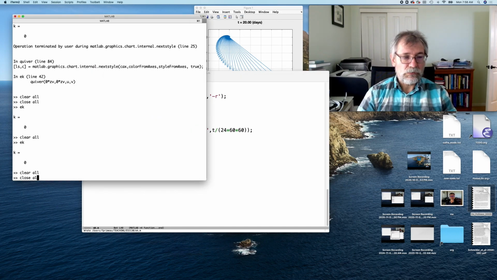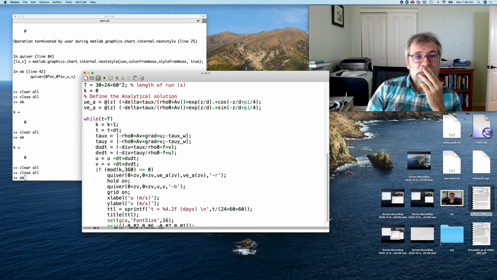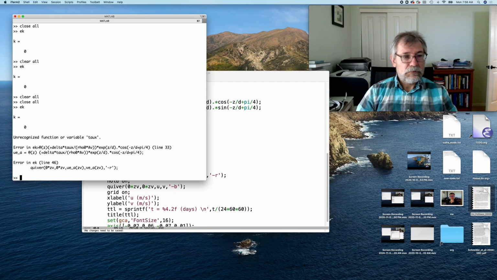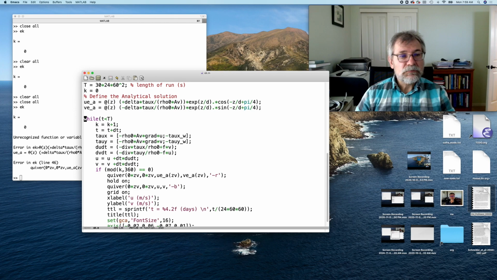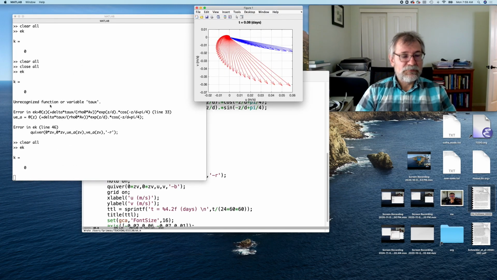Clear all, close all, EK. Oh, wait a minute. I didn't check. Yeah, that looks right. A mistake. Tau x. This should be tau x wind. So this analytical solution only works for the case where the wind is totally in the x direction. I don't have the solution analytically for the case where I have a component both in x and y, whereas the numerical code will work equally well for wind stresses in both directions. But we're just going to use the analytical to make sure the numerical code is working correctly. Clear all, EK.